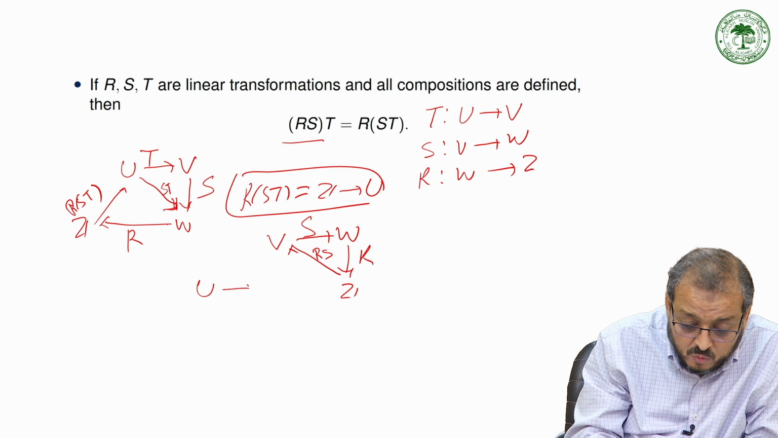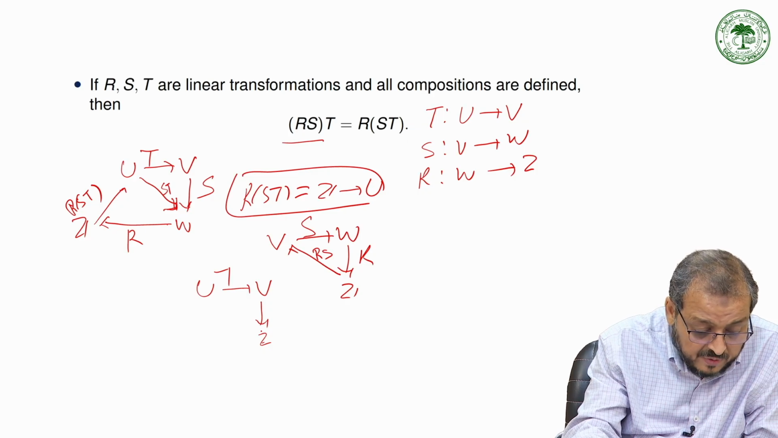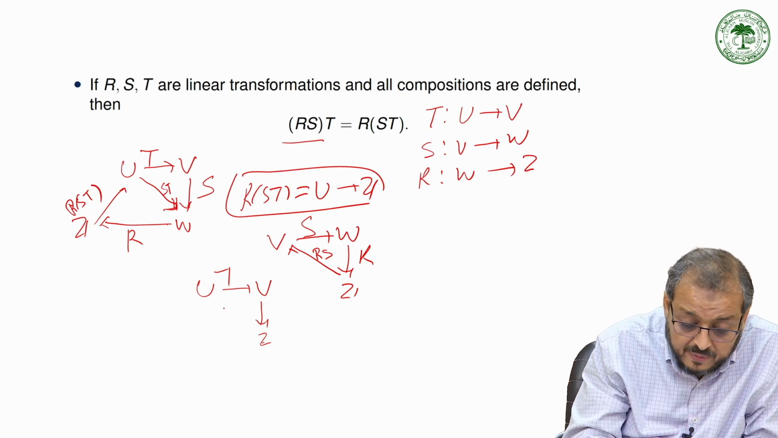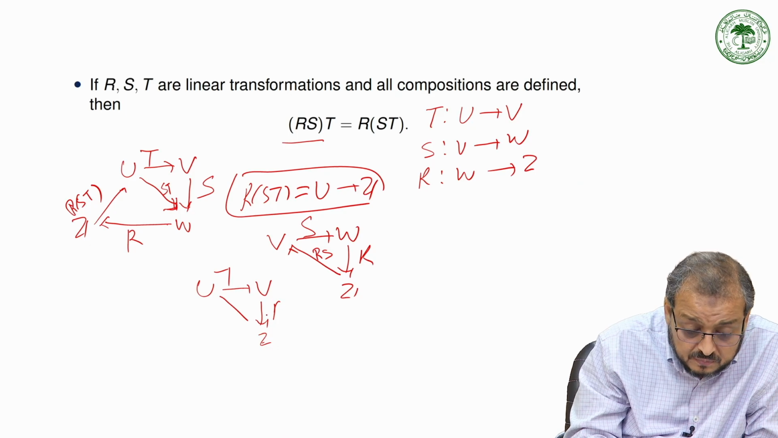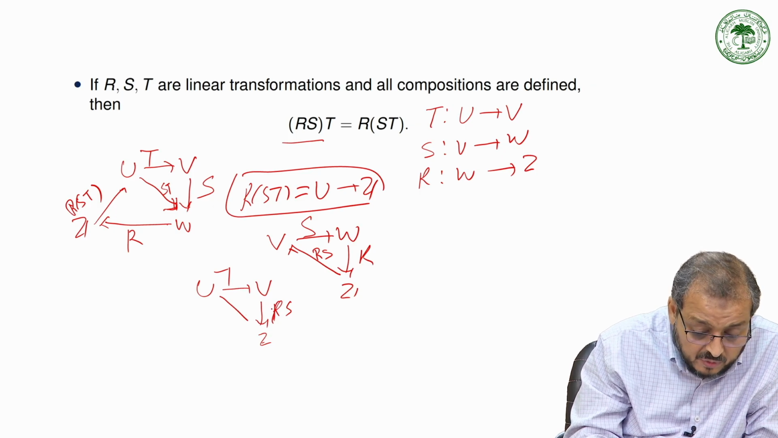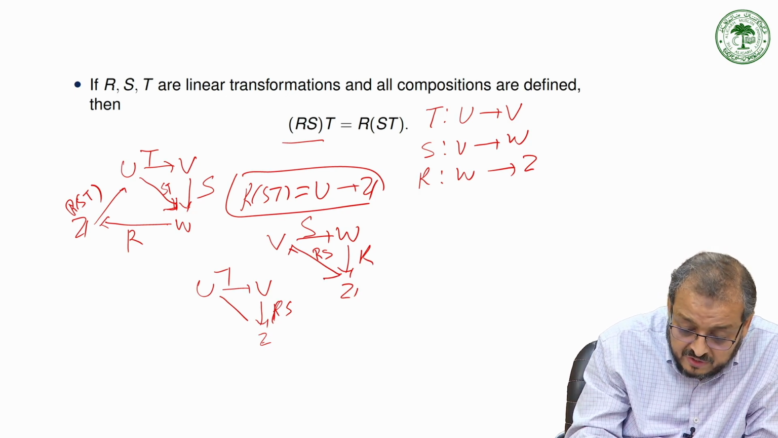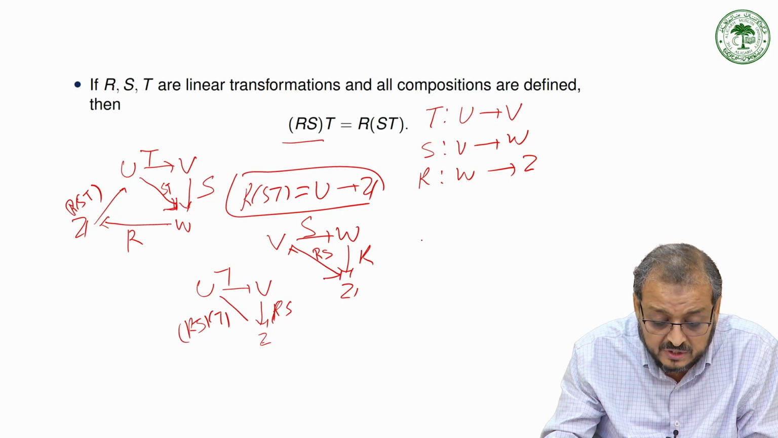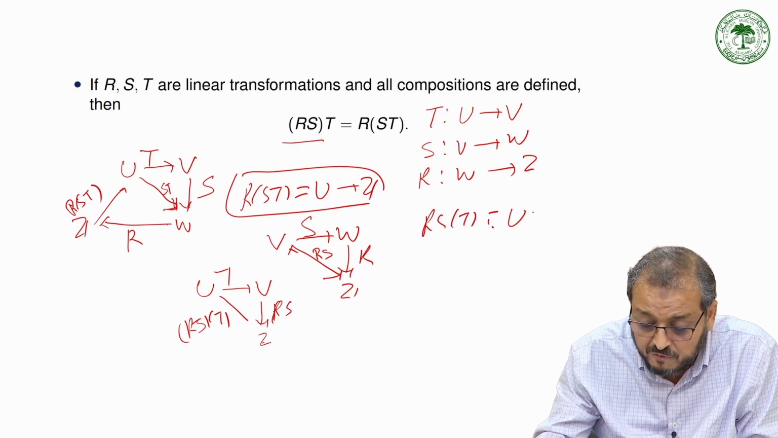Again U to V is T, and then V to Z is RS, so this is U to Z. Clearly this is U to Z. So RS over T is a map from U to V to Z, and this is RS over T, again a map from U to Z.